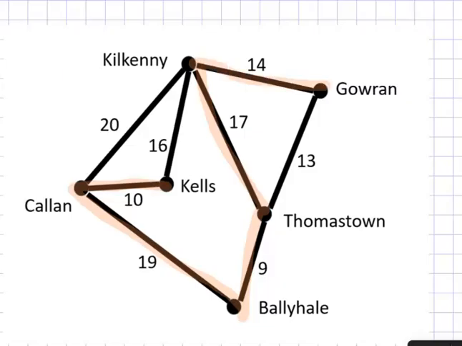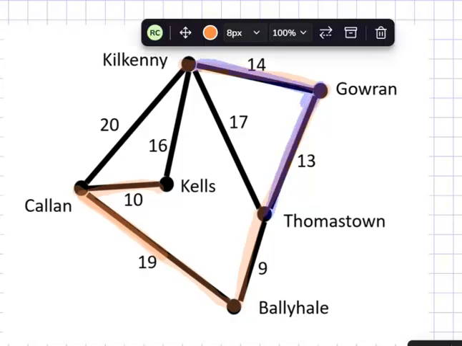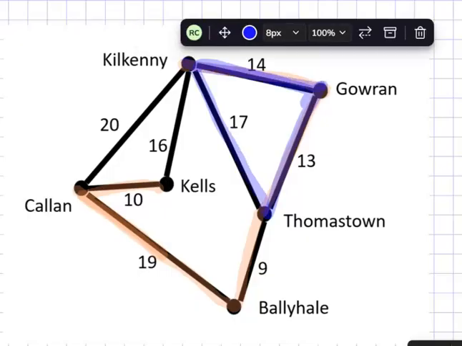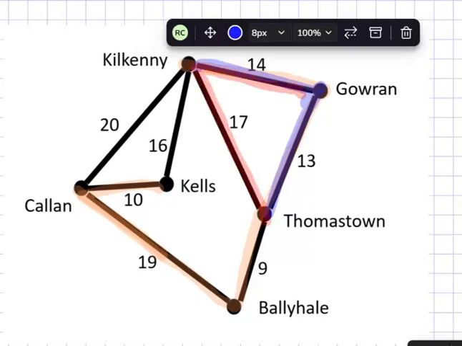Now I would argue that that's not as efficient as if I had gone via Thomastown to Gowran to Kilkenny. That's 13 and 14, which was cheaper than doing the 17 and 14. So you just have to be aware. Let's do a different colour for that one. So 17 and 14, my first example wasn't as efficient. My second one that you can see there now is slightly more efficient. And again, there are ways of working out what your shortest distance is.